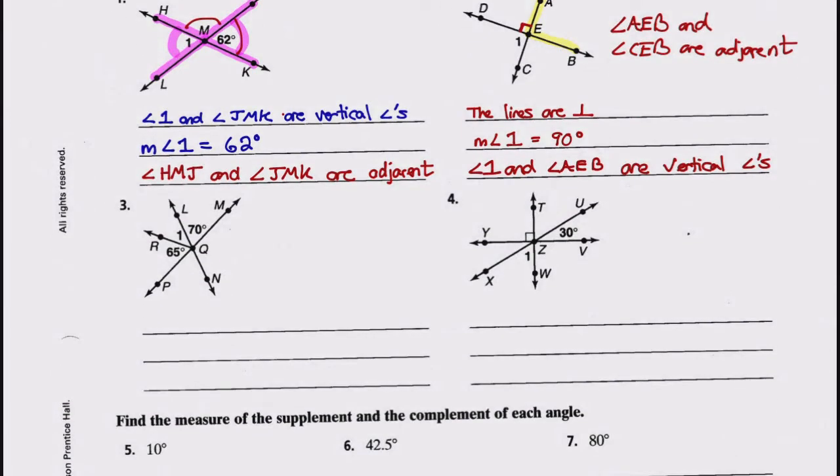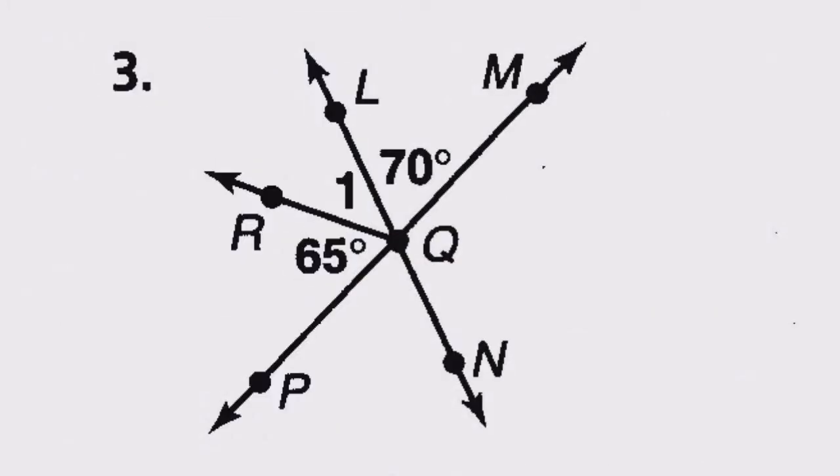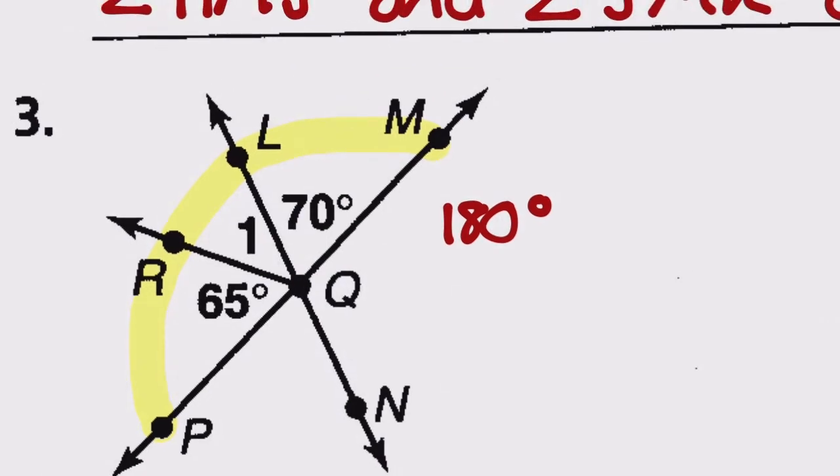All right, number 3. This gets a little trickier. We need to find the measure of angle 1. Now, I want you to take a real close look at this. If I were to go all the way from P to M, how many degrees would that be? 180. However, we know that this is 70, this is 65, and angle 1 makes up the rest.